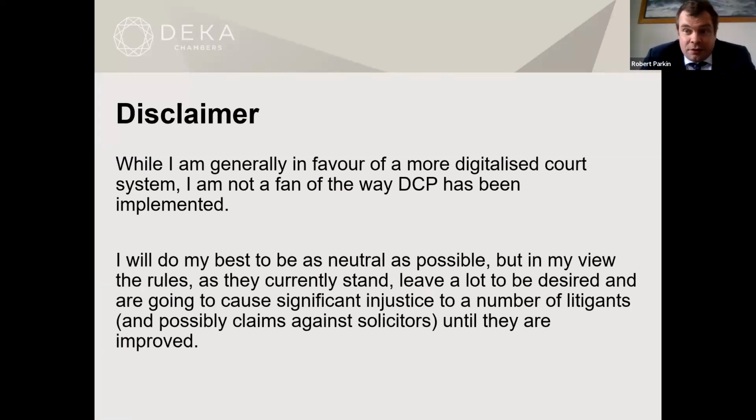I think it leaves a significant number of holes and a significant number of questions unanswered and creates obvious potential room for injustice. I will try to be as neutral as possible. I will flag out areas where I think there's a cause for concern. This is both to defendant and claimant litigants.